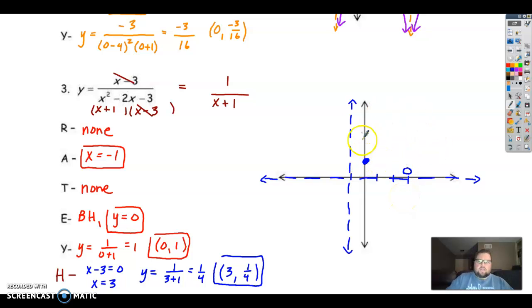So one of my curves has to be in this top left quadrant. I'm going to go through my y-intercept and my hole. And no togetherness means my other one will have to go in this bottom left quadrant.